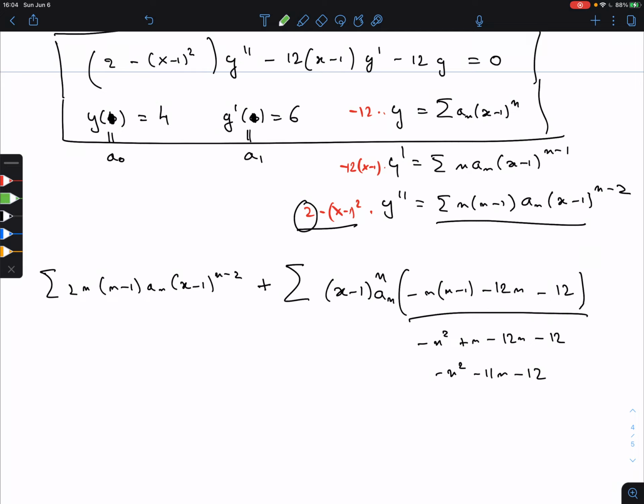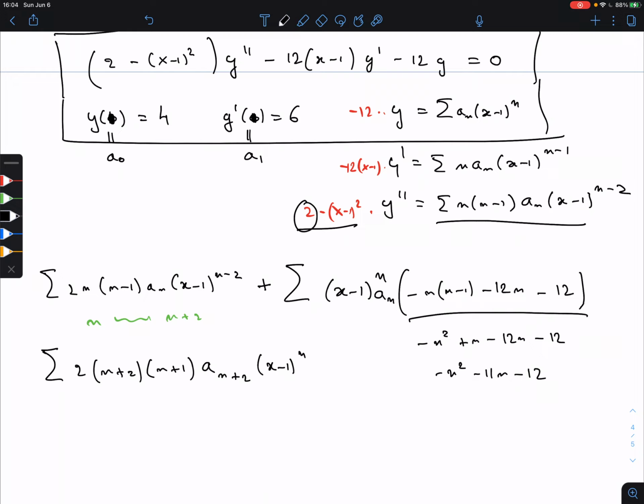Now we have to do the shift here. So let's do the shift. So we have to do n replaced by n plus 2. Again, the shift is always the same. So n becomes n plus 2. N minus 1 becomes n plus 1, right? Then this becomes n plus 2. And then we have now, again, x minus 1 to the power n.